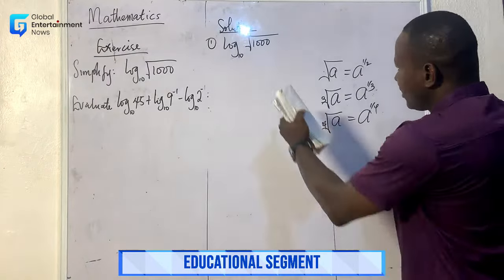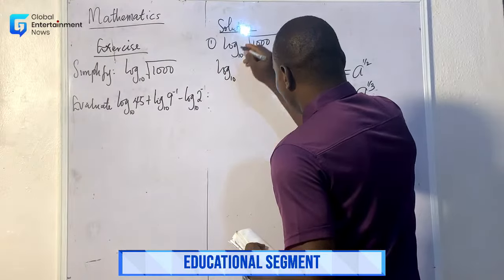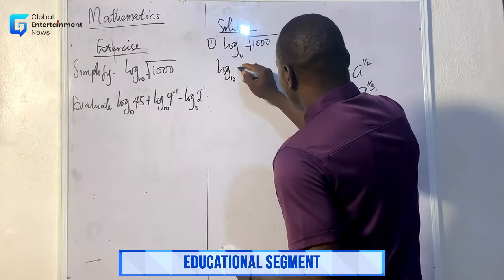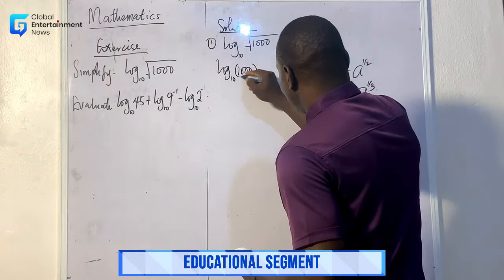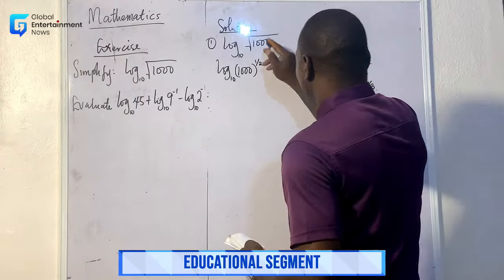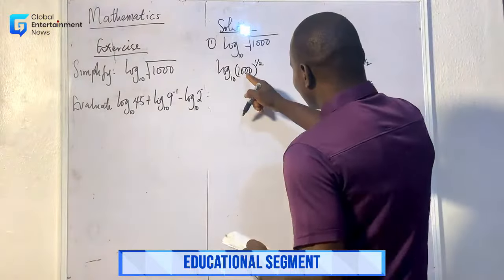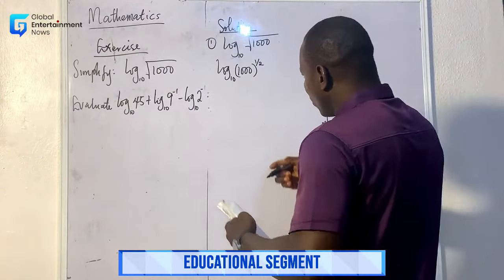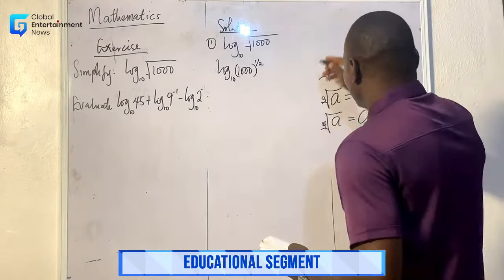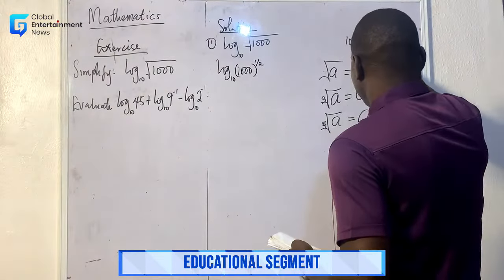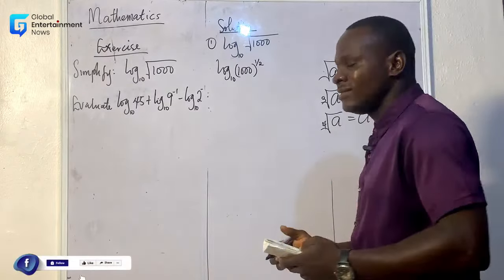Now, the same thing is applicable to this. I can just say log to base 10 of 1000 raised to power 1 all over 2, because it's square root. Now, what do we need to do? You can see this is 1000, and we need to express it as a power of base 10. That is going to give us 10 raised to power 3. That is 10 times 10 times 10. 10 times 10 is 100, 100 times 10 is 1000.